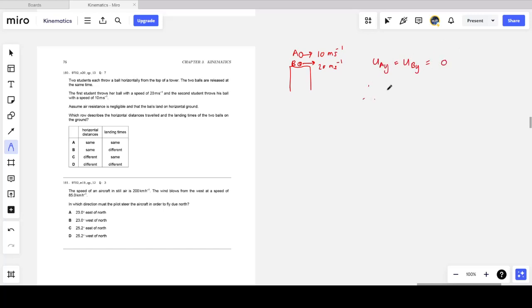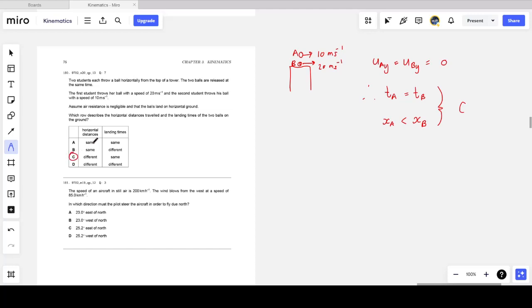So what this means is that the time that they will take to hit the ground, even though they are launched horizontally, the time they'll take will be the same. TA is TB. However, the horizontal distance that they will travel will be different because B is thrown at a greater velocity. So ball A travels a shorter distance horizontally than ball B because it has a smaller horizontal velocity. So what this means is that this corresponds to option C, where the horizontal distances will be different, but the landing times will be the same.